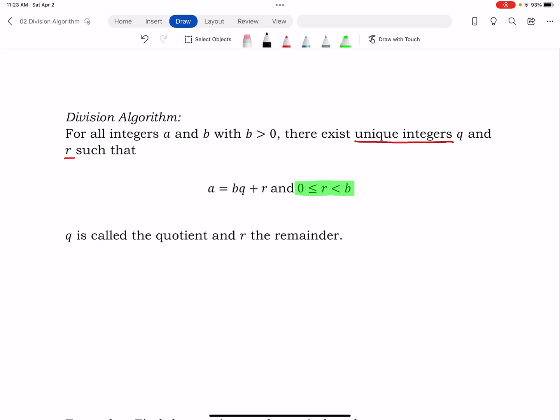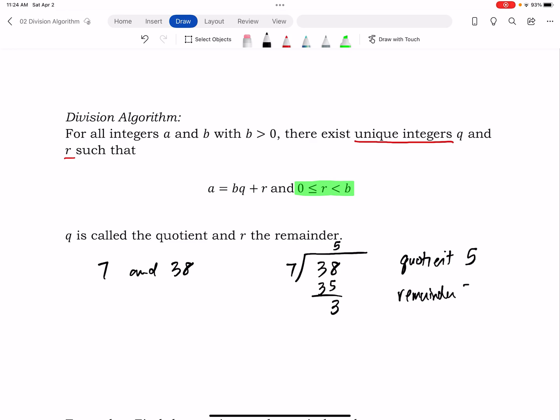When we do that, we call q the quotient and r the remainder. So think about the numbers 7 and 38. If I do long division, 7 into 38, I say 7 goes into 38 5 times with a remainder of 3. So in this case, my quotient would be 5 and my remainder would be 3, because I could write 38 as 7 times 5 plus 3, and 3 is smaller than 7 and positive.